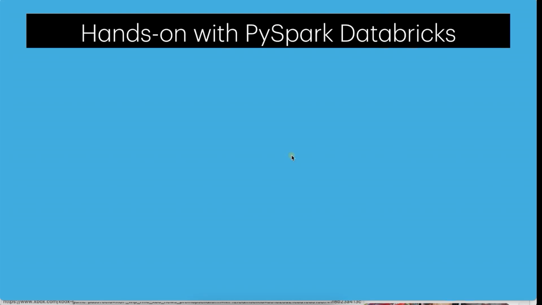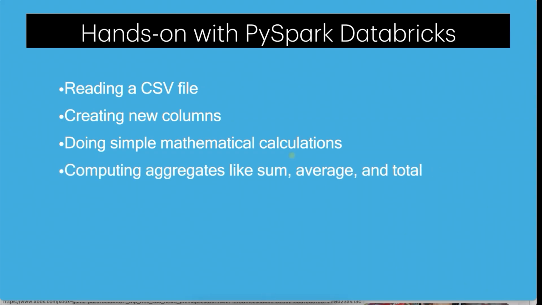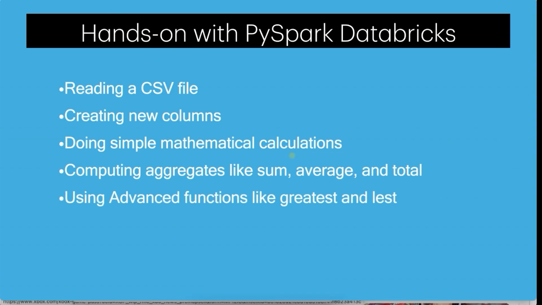In today's session, we are going to work hands-on with PySpark inside Databricks. We will explore some basic arithmetic and mathematical functions like reading a CSV file, creating a new column, doing simple mathematical calculations, computing aggregates like sum, average and total, using advanced functions like greatest and least. We will use the famous Global Superstore dataset and I will walk you through everything step by step.